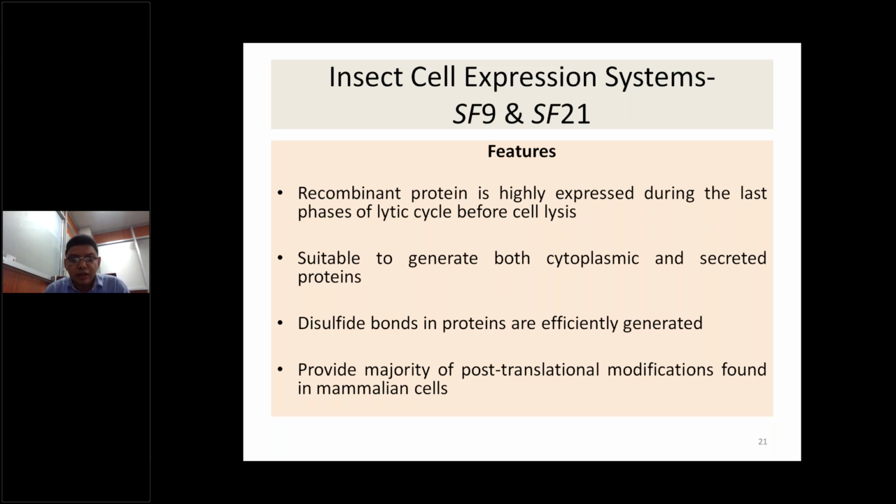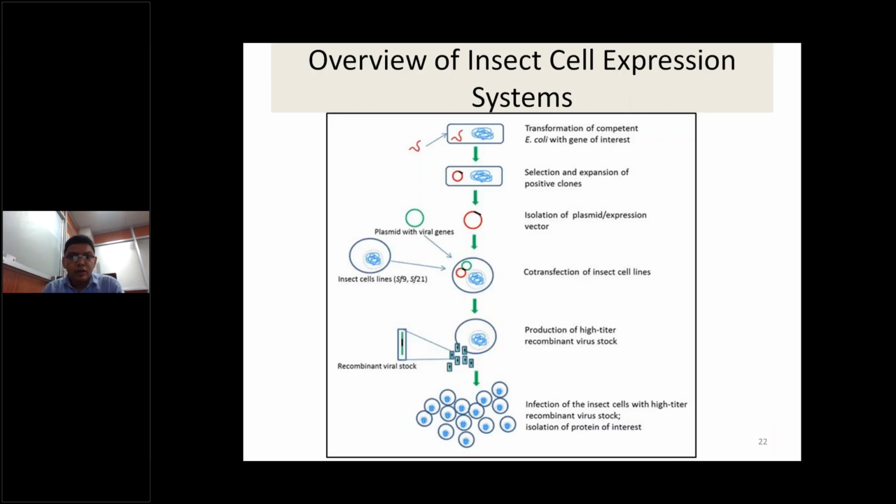There are disulfide bond requirements in many of the proteins. If you talk about antibodies and many other proteins, for their efficacy, these particular insect cells can provide disulfide bonds, and they also provide the majority of post-translational modifications which are generally found in mammalian cells. So insect cells are easy to handle as compared to mammalian cells. So if your biosimilar doesn't have a very specific requirement of particular post-translational modifications, this particular expression system could be considered also.